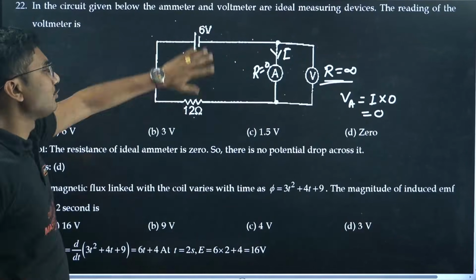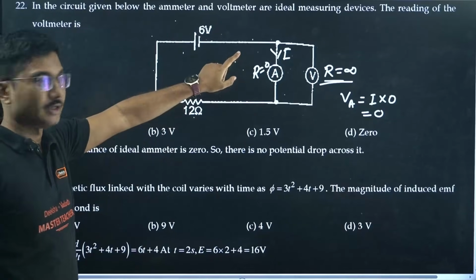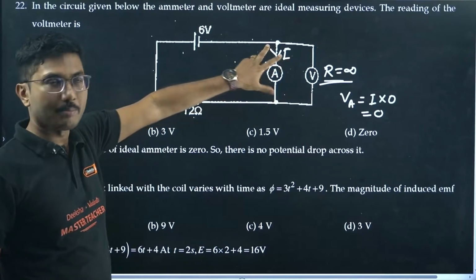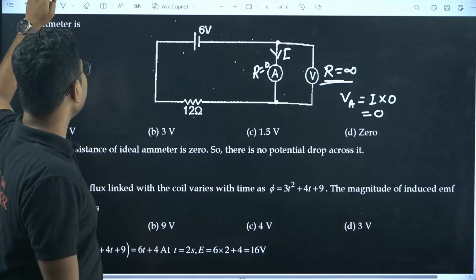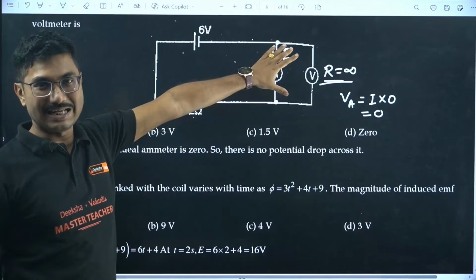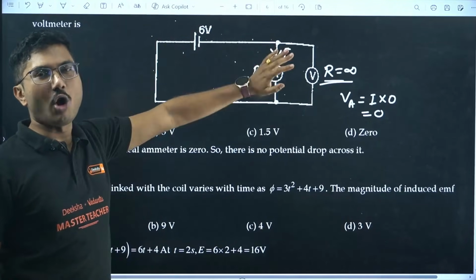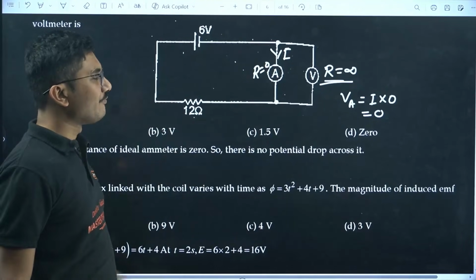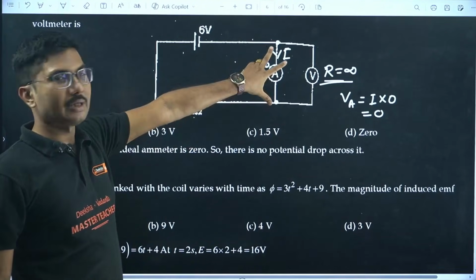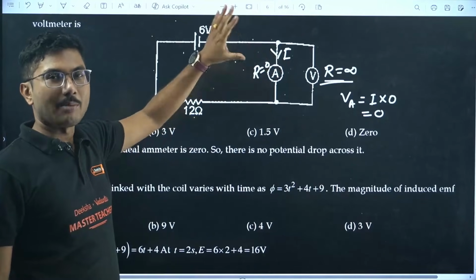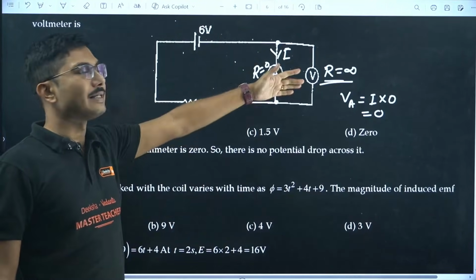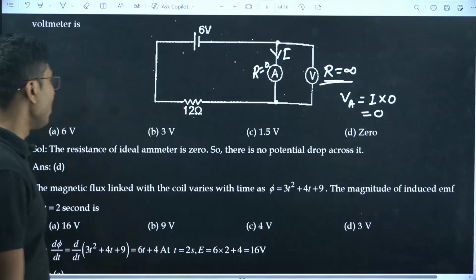Do not get confused by the total voltage of the circuit. You are only measuring the voltage drop across the ammeter. If the ammeter is ideal, you will not get any reading here. This is a very common fool-level question of KCET. So be very careful, because you are measuring the voltage across the ammeter. The ammeter has 0 resistance, there will be no voltage drop, and hence the voltmeter will show 0.